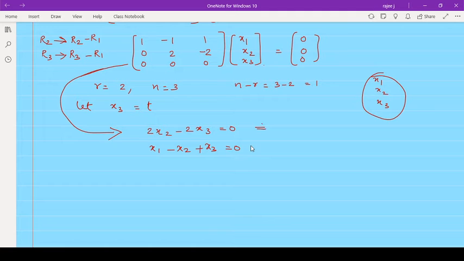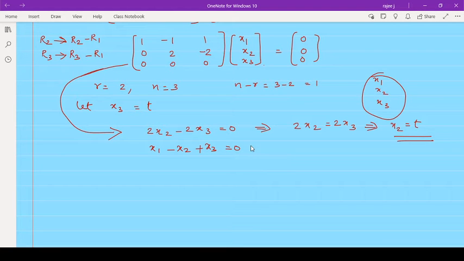Okay, so now from here 2x2 equal to 2x3. We have taken x3 equal to t. So from 2x2 equal to 2x3 you will get x2 equal to x3. x3 is already t, therefore x2 is also t, because we have taken x3 equal to t, so x2 equal to x3, and x3 is t, so x2 is also t.